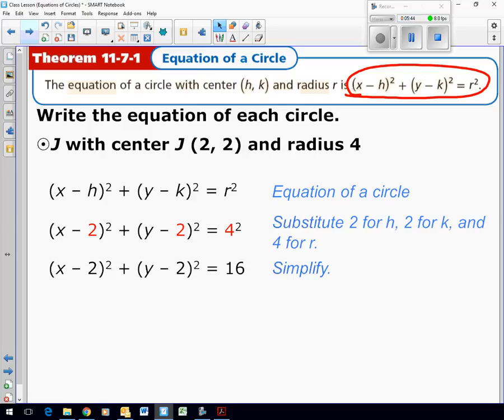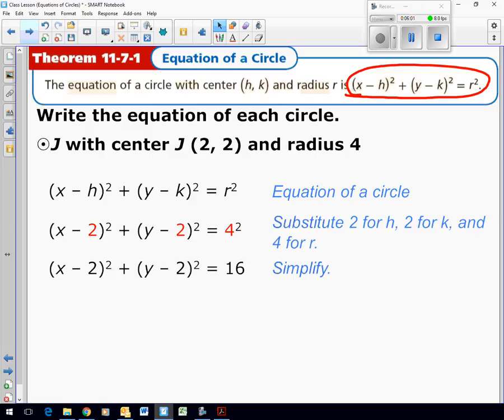So it says write the equation of each circle. Circle J has a center of 2, 2 and a radius of 4. All right. Again, we got to get this down. We got to get these letters down.